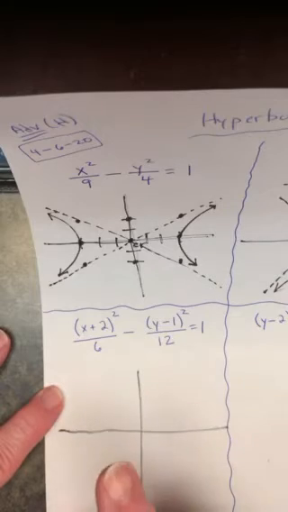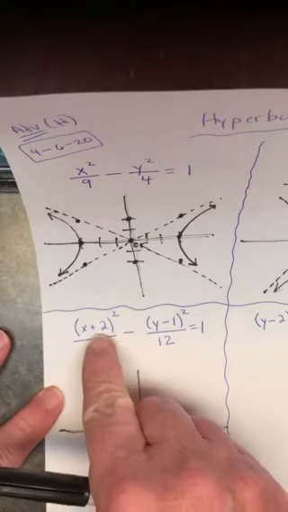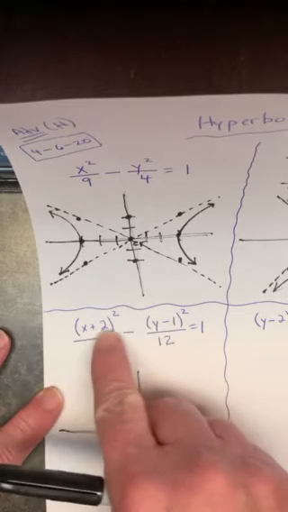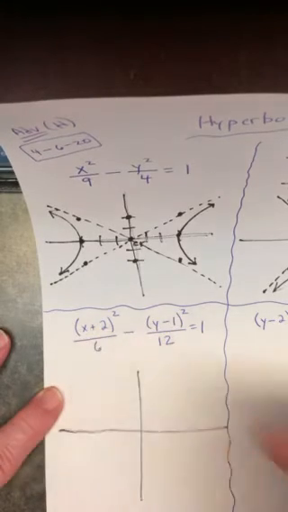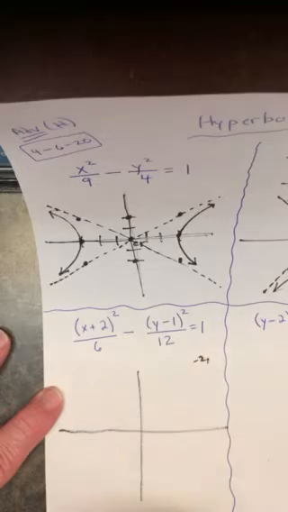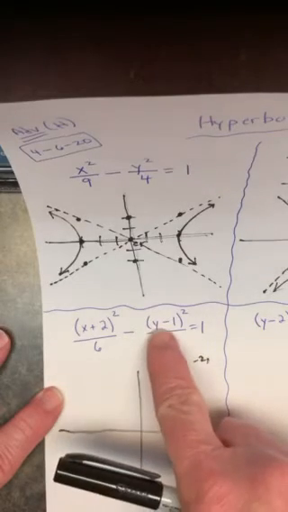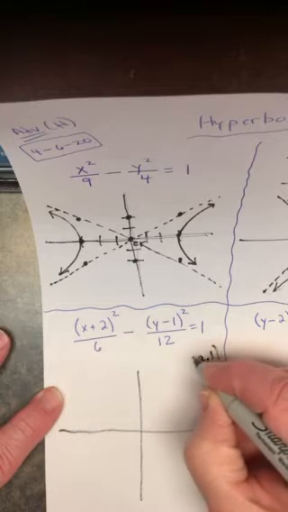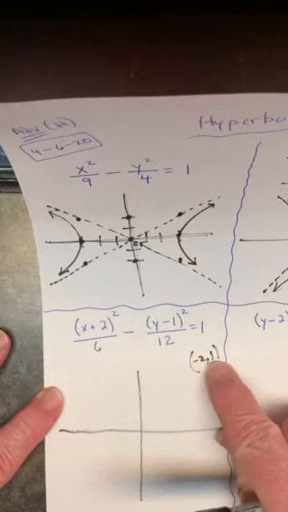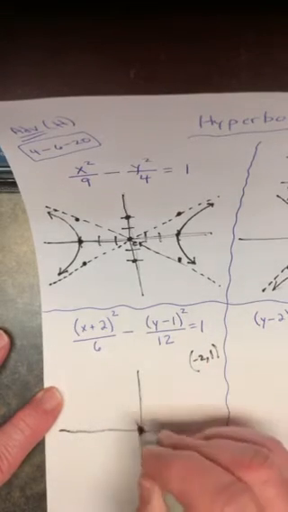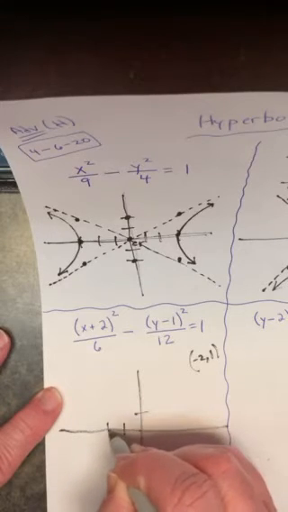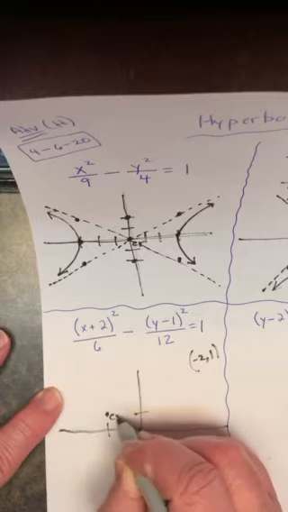Now remember from last week, you always take the opposite of the sign that you see. So since that's x plus 2, the opposite, of course, would be negative 2. And since that says y minus 1, the opposite would be positive 1. So negative 2 comma 1 is the center of my hyperbola. So I'm actually going to go left 2, up 1. There's my center.